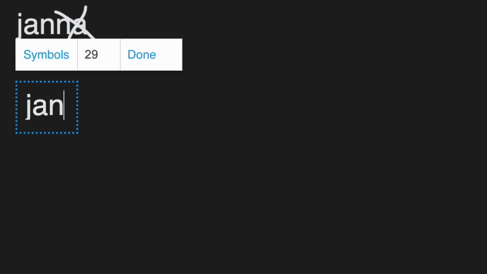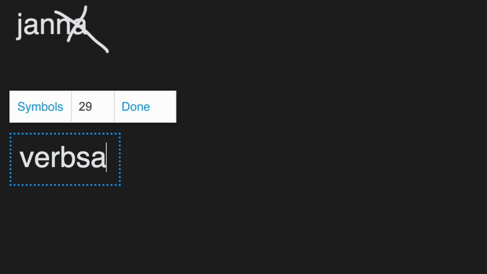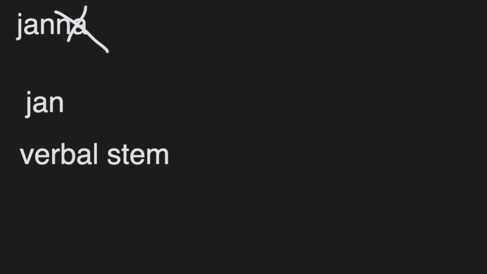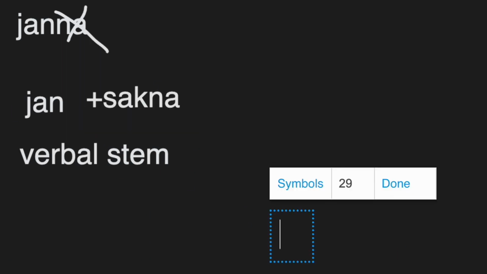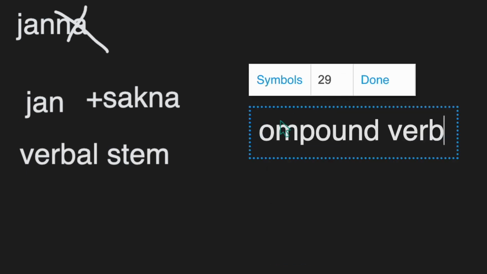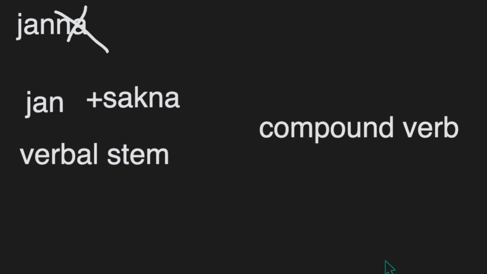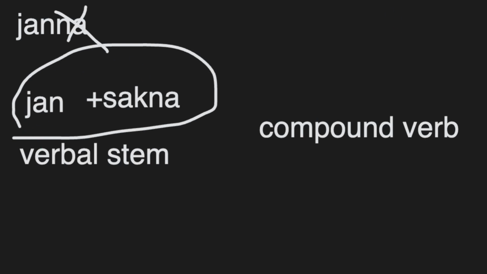So what we do is when we're making a can construction, what we do is we remove the na and we make a compound verb. So Jan is the original verbal stem, and what we do is we attach sakna with it. So it becomes Jan Sakna. Jan Sakna is a compound verb.